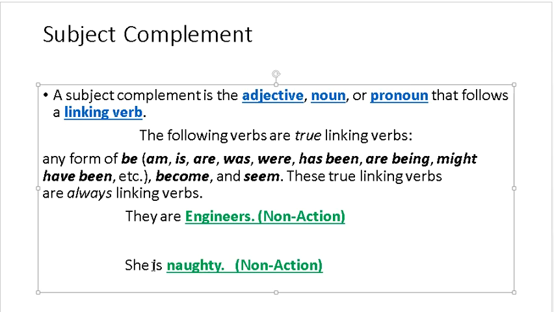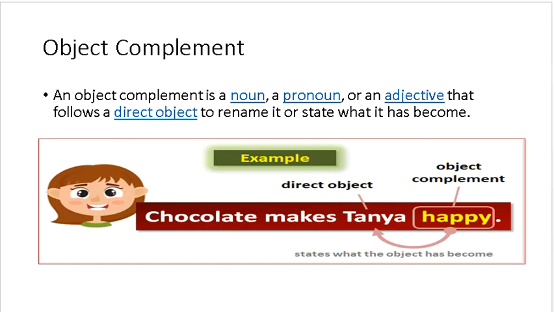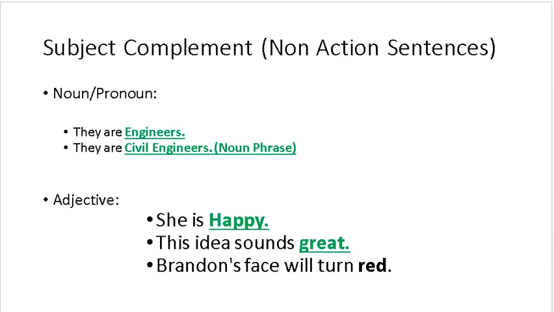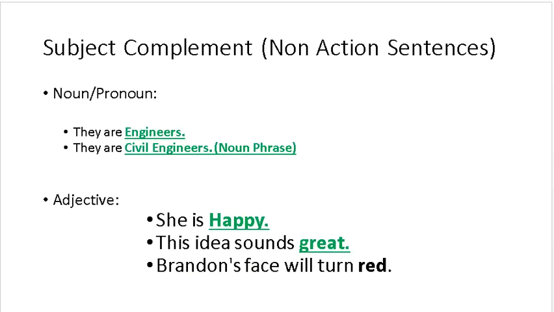Now we would like to talk about object complement. Why am I clearing up action and non-action sentences here? Because an object complement may be found, and is usually found, in action sentences, because there is an object, and an object complement definitely requires an object, whereas a subject complement necessarily requires a linking verb, and it is basically clarifying the meaning of the linking verb.